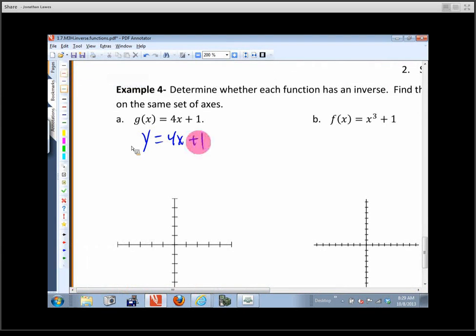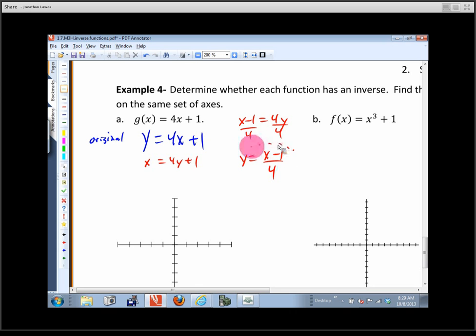Okay, that's the original. And now I want to find the inverse. So I'm going to switch the x and y. So I'm going to write x equals 4y plus 1. And then I just solve for y. So I'm going to move the 1 to the other side by subtracting. Then I'm going to divide both sides by 4. So I get y equals x minus 1 over 4. Isn't that what we found it was before?